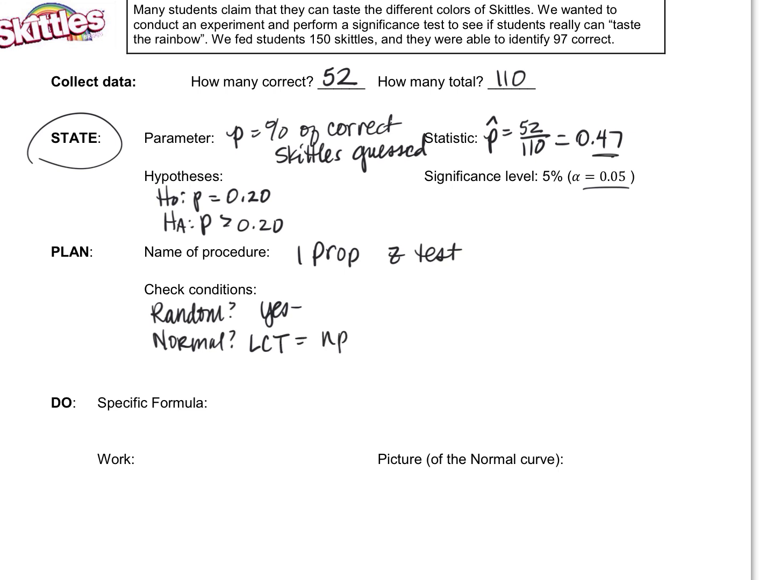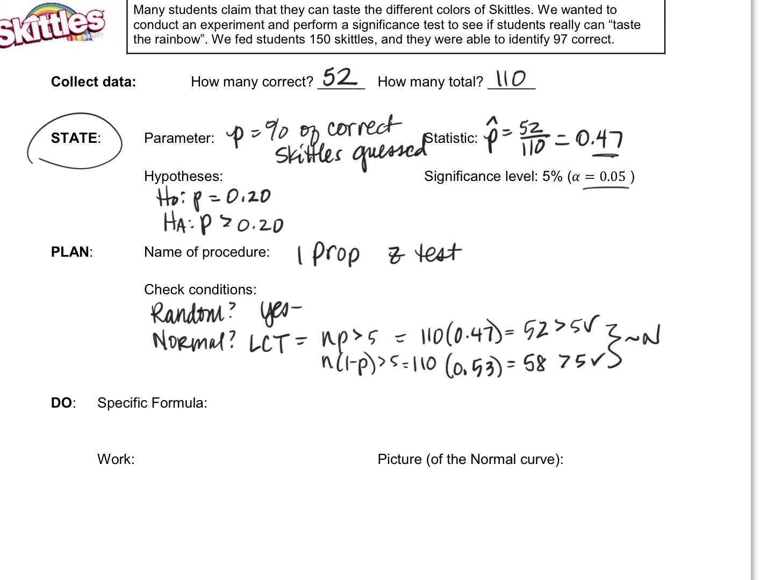So remember, that's just n times p hat. No, it's n times p, sorry. Greater than 5, and then n times 1 minus p, greater than 5, right? So 110 times 0.47, we already know that number was 52. Greater than 5, yeah. 110 times the complement, what, 0.53? Is that 58? All right, that is satisfied, so we know it's approximately normal.